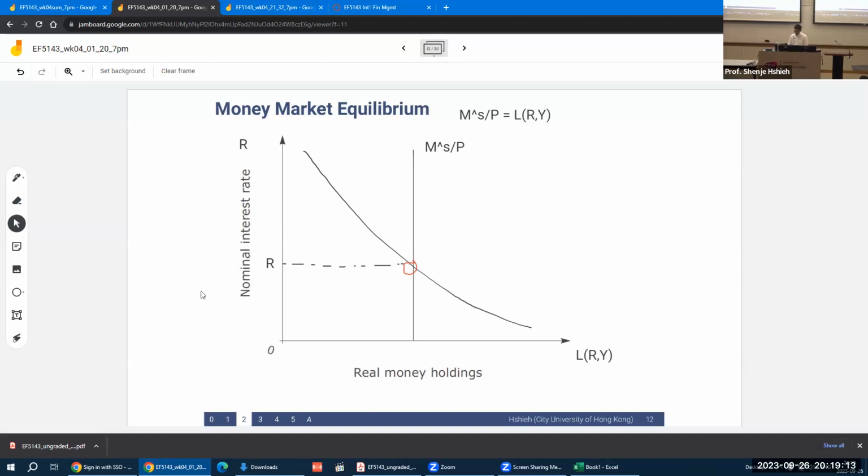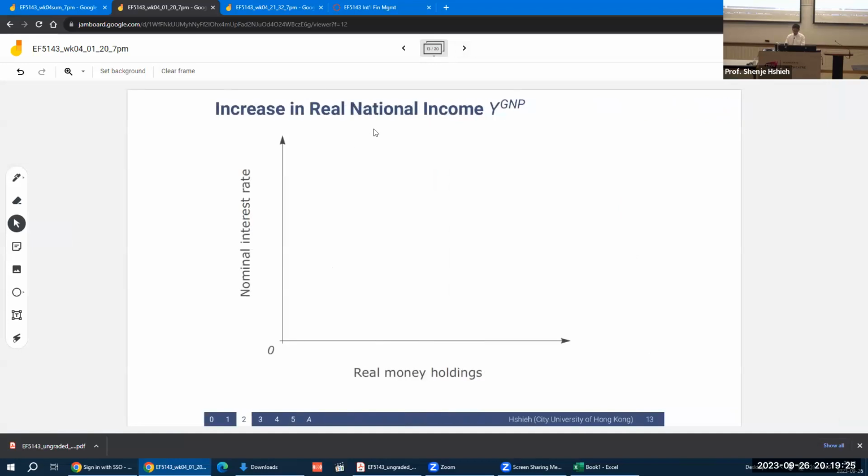And what happens if I change Y? So let's do that first. Let's see what happens when we change Y. For your exams and your homework, when I ask you to plot things, just start with an initial market clearing scenario, and then you can start shifting curves. Okay, so let's do this together.